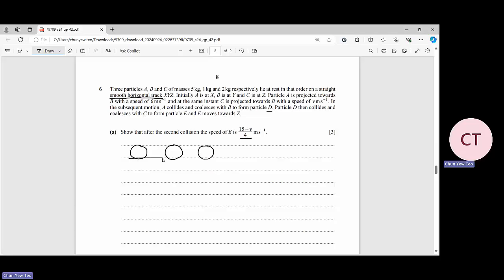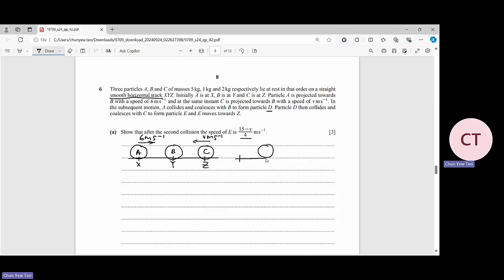This is what happened. This is A, this is B, this is C, and this is X, this is Y, this is Z. A is moving towards B with the speed of 6 meters per second, and C is moving towards B with V meters per second. Then after that, A and B collide.